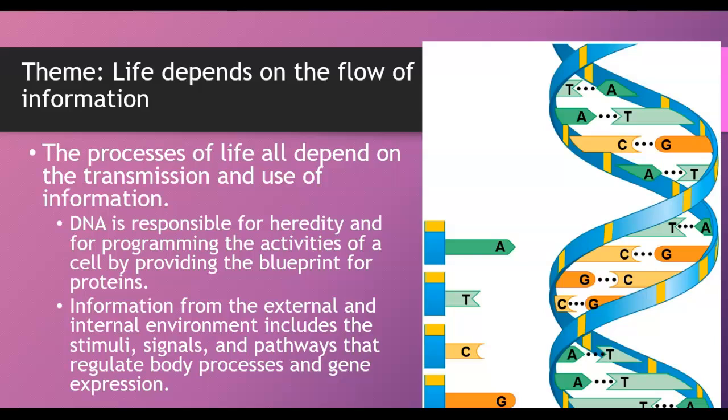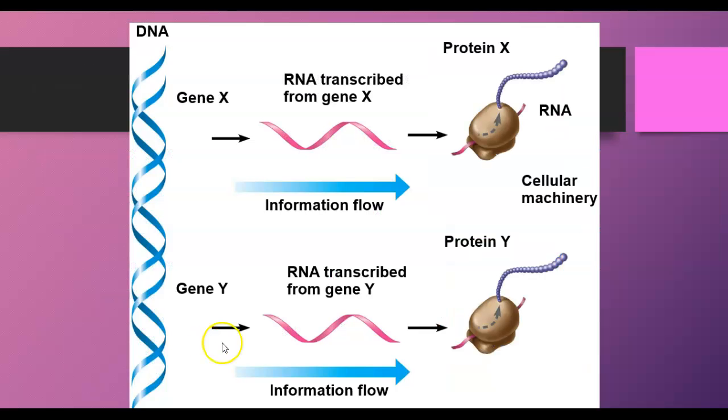There's also information that you get from the external and internal environment. There are various kinds of stimuli and signals and pathways that regulate body processes. DNA regulates processes by controlling the information flow from the genes in the DNA that code for specific proteins. The code gets copied into RNA, and that RNA is used as a template to make a protein.